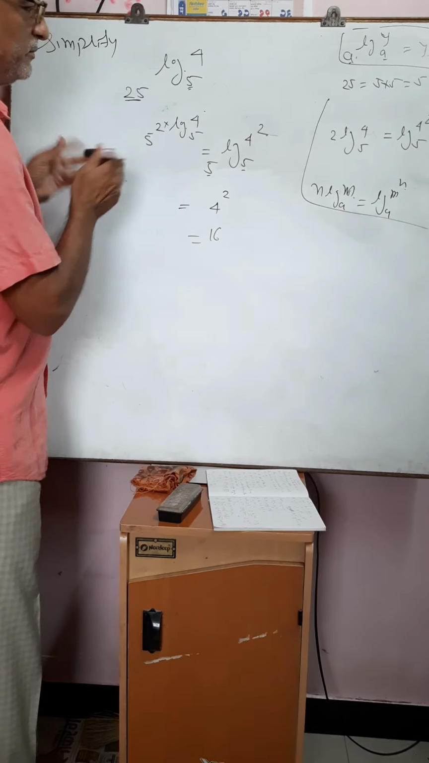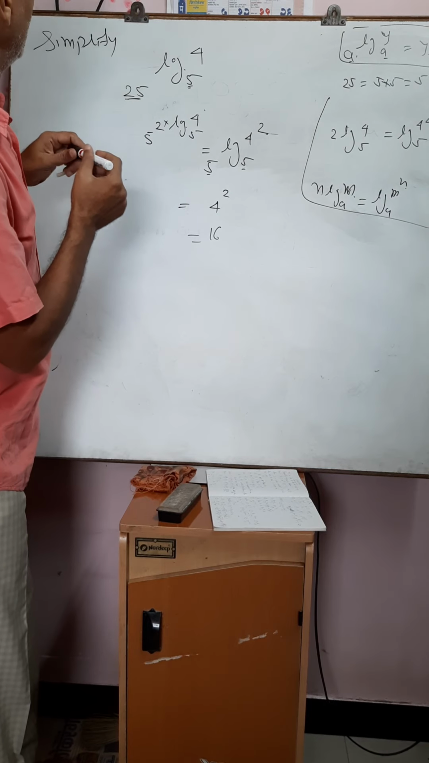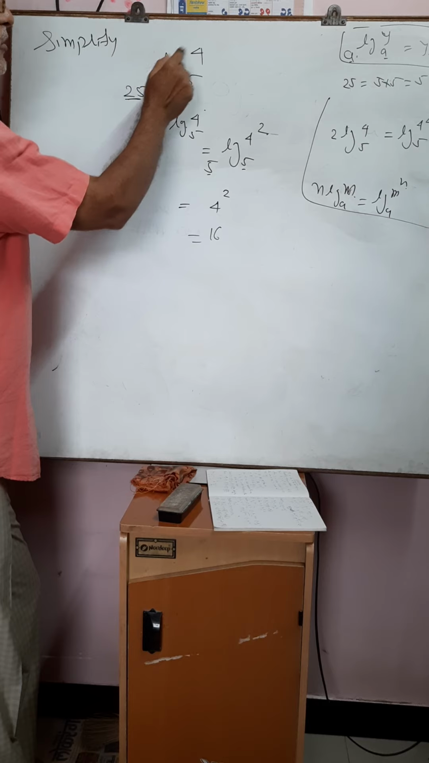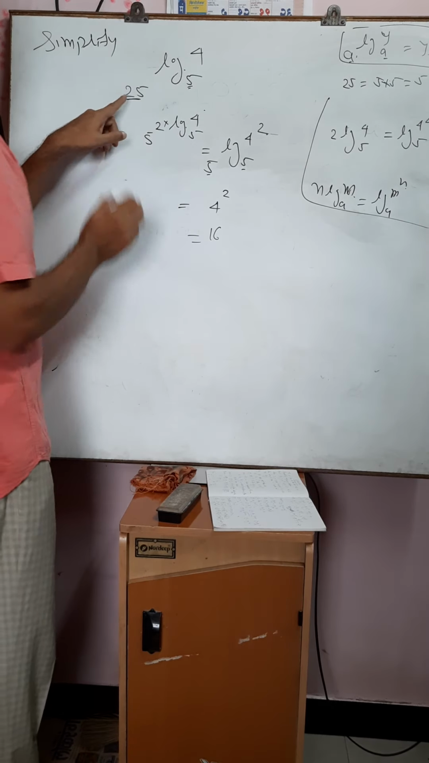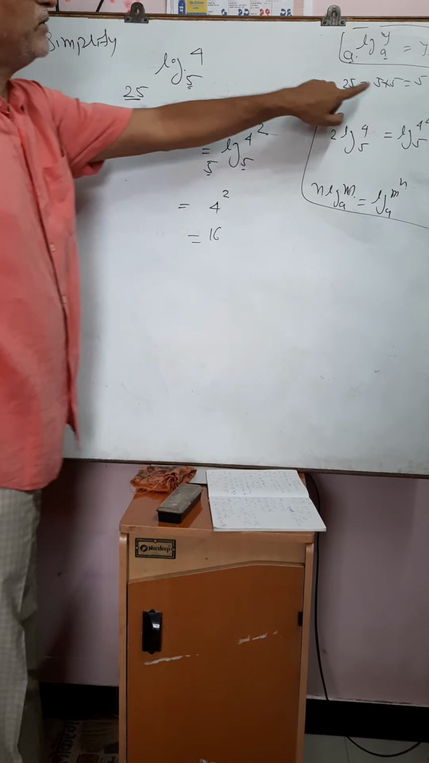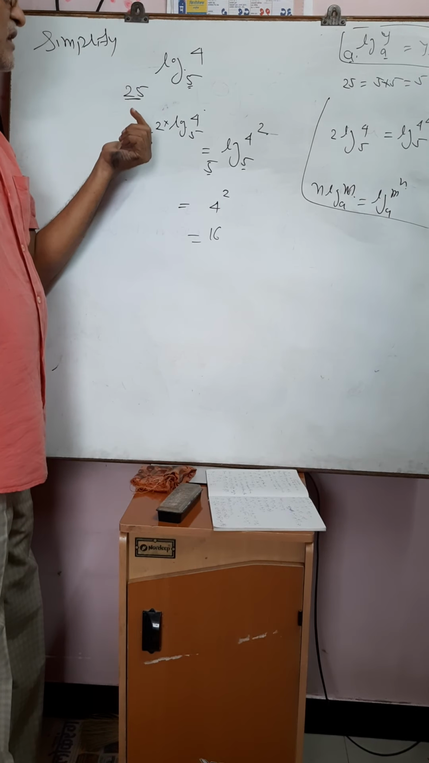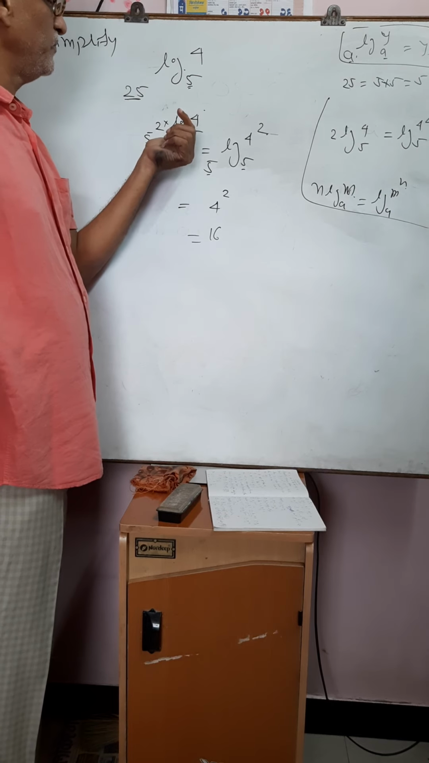I repeat the complete problem, this one. We have to simplify 25 to the power of log 4 to the base 5. Since the base is 5, we have to write down this 25 in terms of 5. 25 को हम लोग लिख सकते हैं 5 into 5, that means 5 square. So we have replaced this 25 by 5 square. So that becomes 5 square into log of 4 to the base 5.